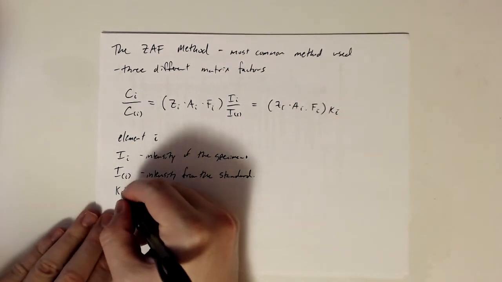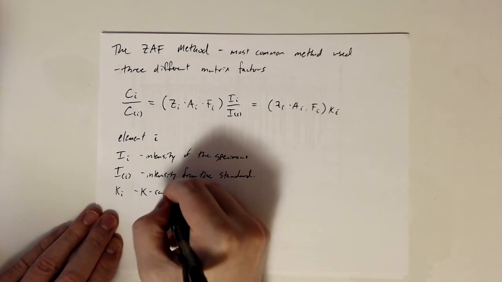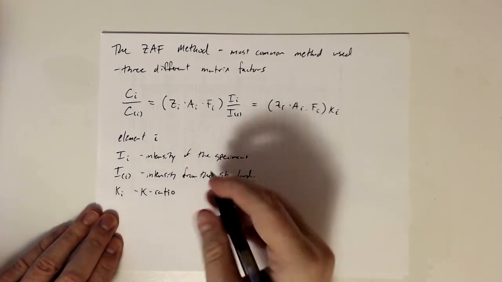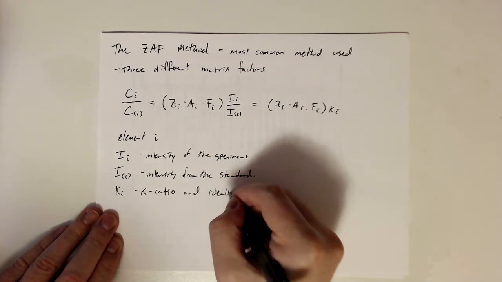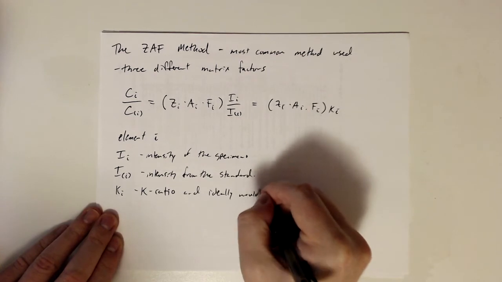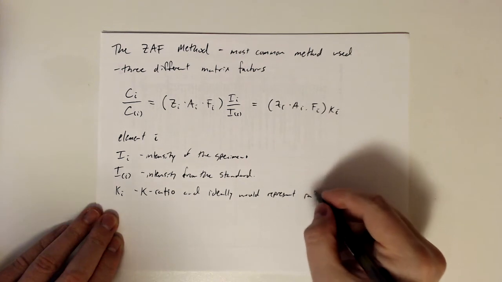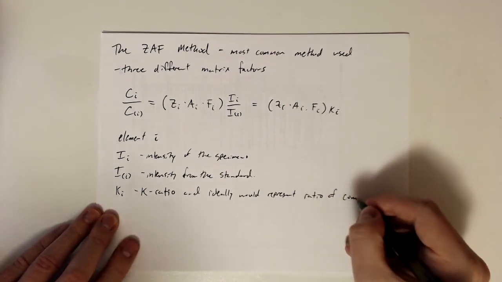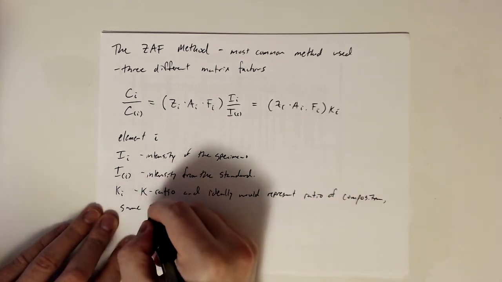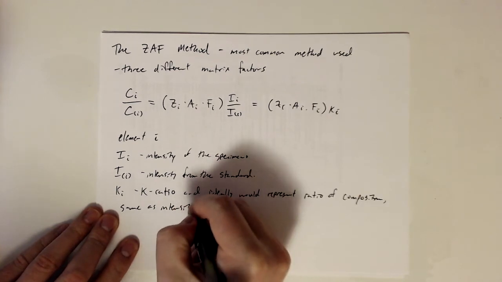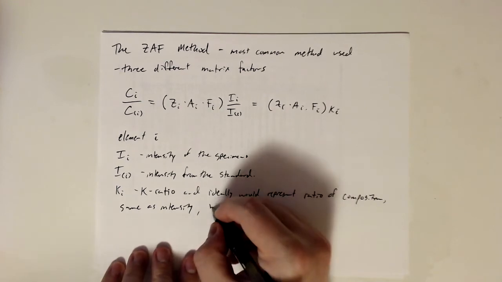k, a lowercase k, is called the k ratio. Ideally this would represent the ratio of composition, same as intensity, but the matrix factors kind of ruin this.